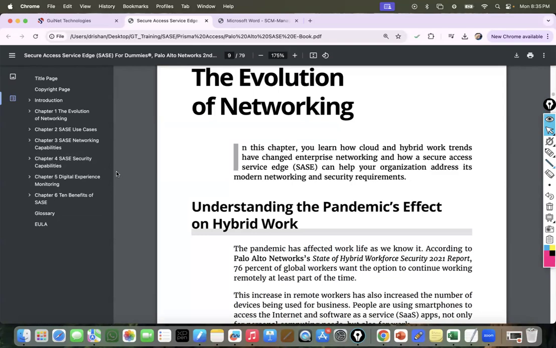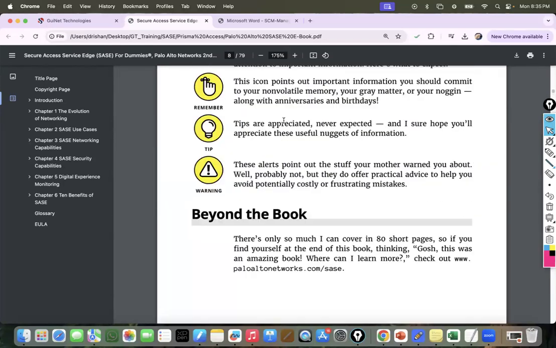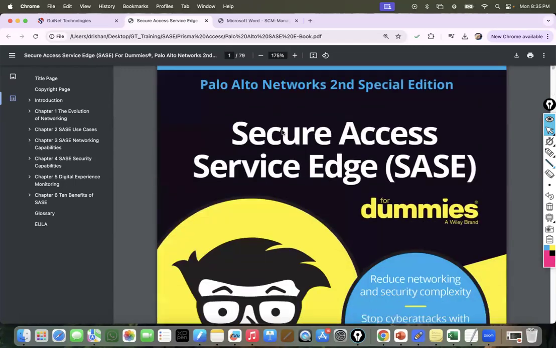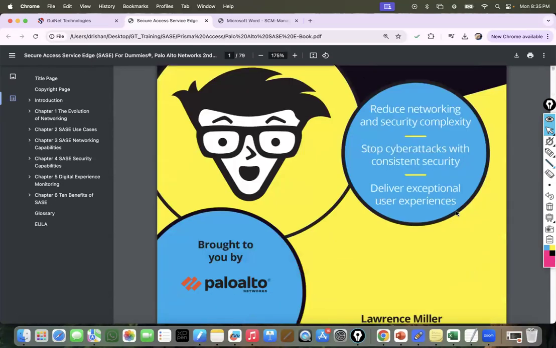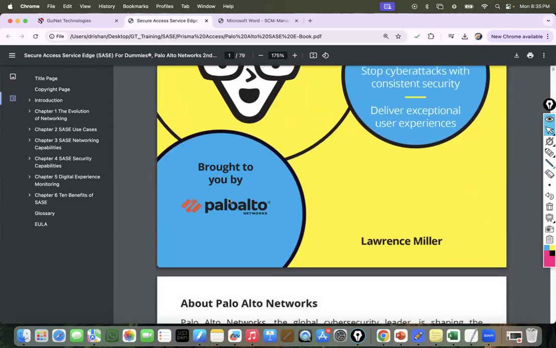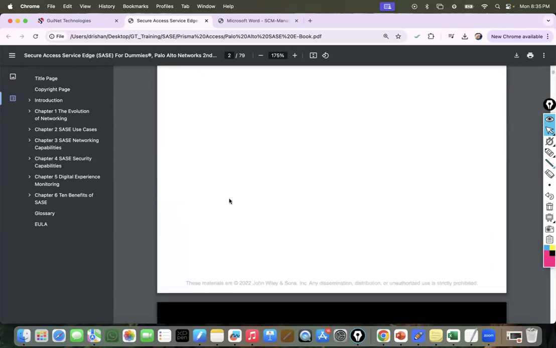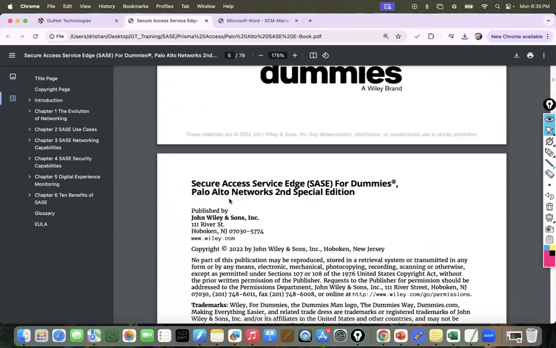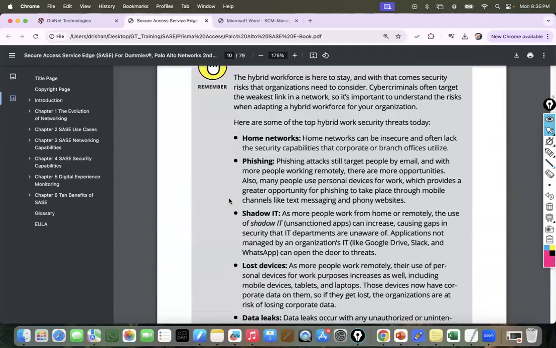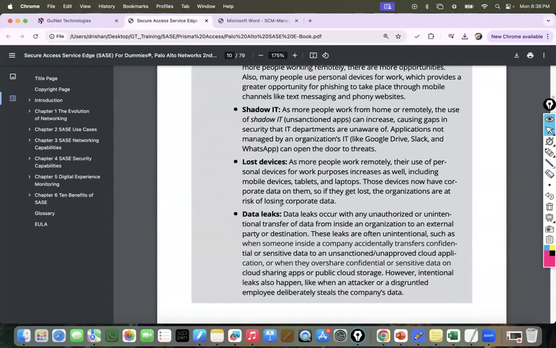As I'm showing, this book is The Evolution of the Networking, that is SASE. It is not written by me, it is not my book, and the credit goes totally to the writer, Willie Brand, and Lawrence Miller, I believe. This is a Palo Alto Networks partner ebook, whatever they are, but it's a very nice book. If you want to learn, you can go step by step through each and everything about the SASE solution. I'm not going to read the entire book, but I'm showing you how you can use it.